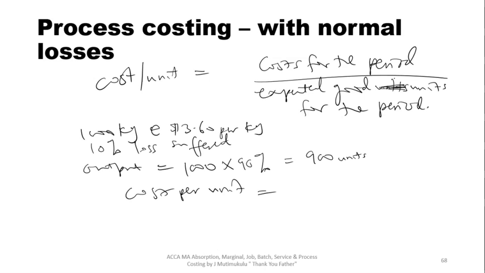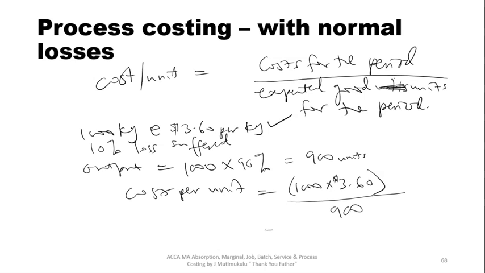We are told that the cost for the period was 1000 kgs multiplied by $3.60 per kg as given, because we are told here that the inputs were 1000 kgs at $3.60 per kg. So we then have to say divided by the expected good units, which are 900. Okay, so this is how we have to deal with this.